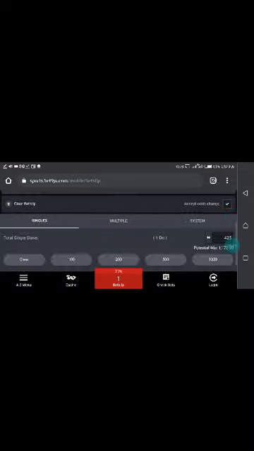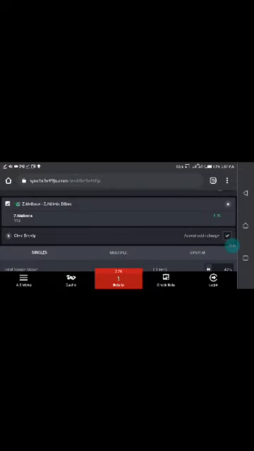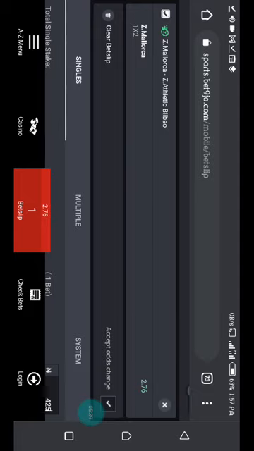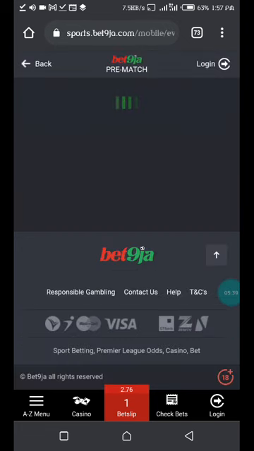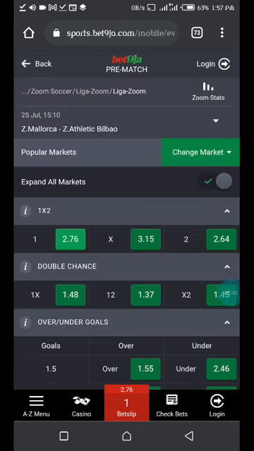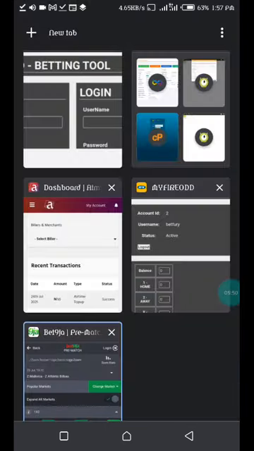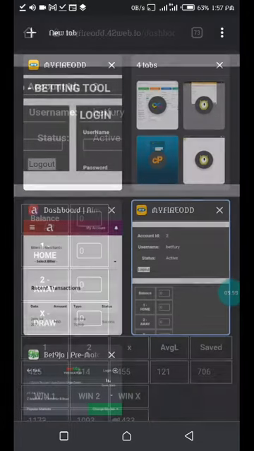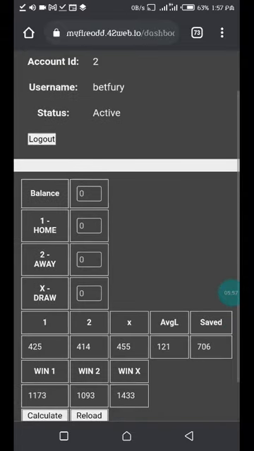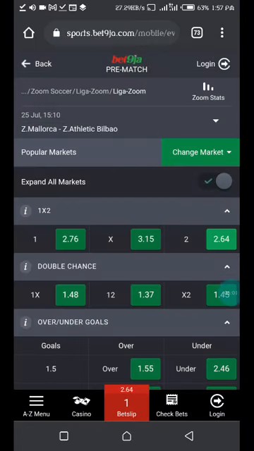naira for the home game. Now let's go back to the away and see how much we'll be making when we stake for the away. So I'm just going to be taking this off and going for the away. Now let's go back to the calculator. The calculator said we should stake 414 naira, and we're going to be making 1093 naira when we stake for the away.